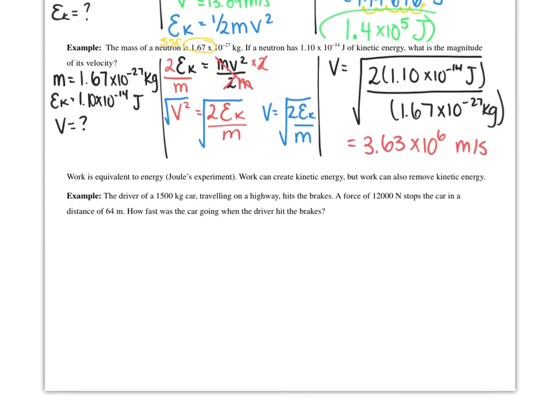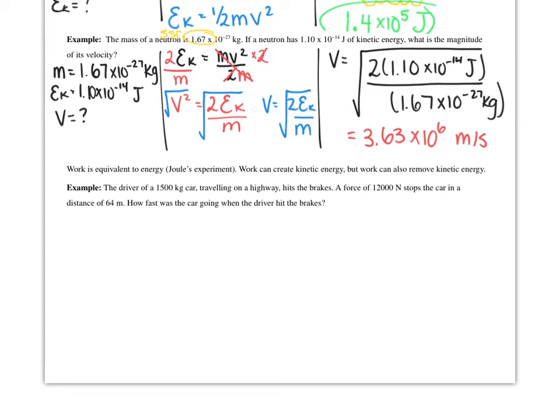Okay, last question. Today's lesson is super short and sweet. Work is equivalent to energy. We remember this as work is equal to some sort of change in energy, whether you've gained potential energy, whether you have gained or lost kinetic energy, however you see. So work can create kinetic energy, but work can also remove a kinetic energy.